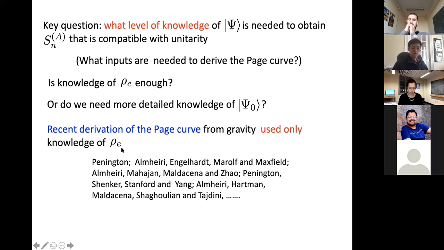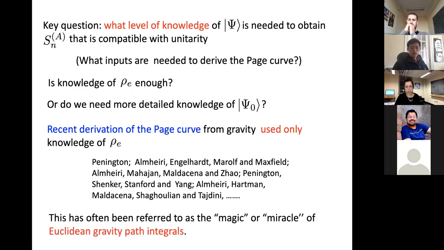So the recent surprise from the derivation of the page curve from gravity, which is a strong support for the unitarity of the black hole evolution, used only the knowledge of rho E, and you don't need to use any refined information, say, of an initial state. So what you need is essentially the black hole geometry, which is essentially the coarse-grained quantity encoded in rho E. And so this has often been referred to as the magic or miracle of Euclidean gravity path integrals. So somehow Euclidean gravity seems to know this kind of fine-grained information. Okay.